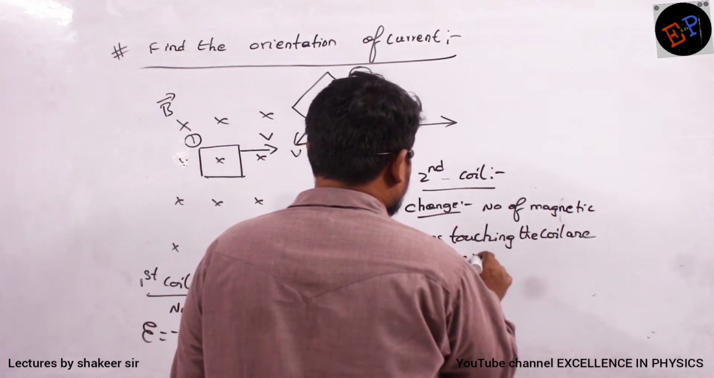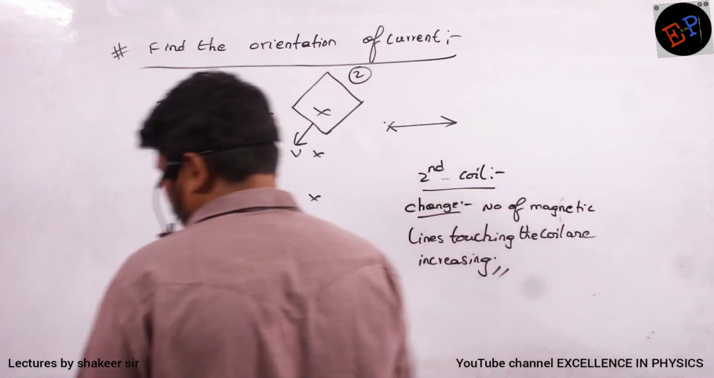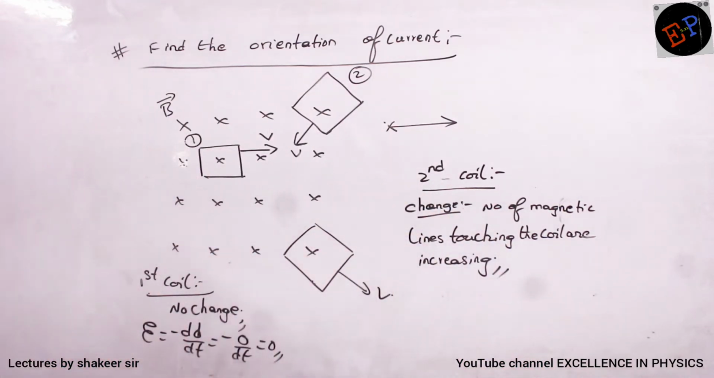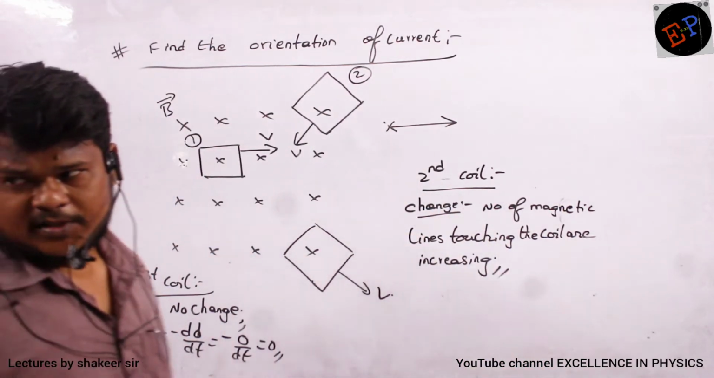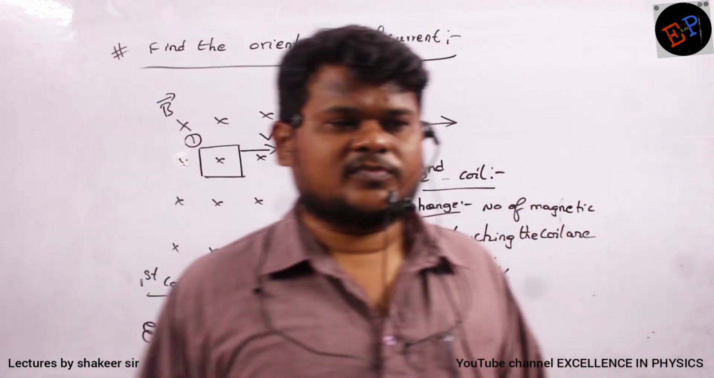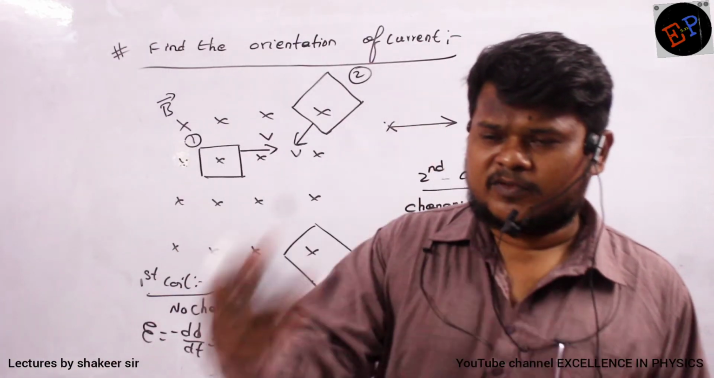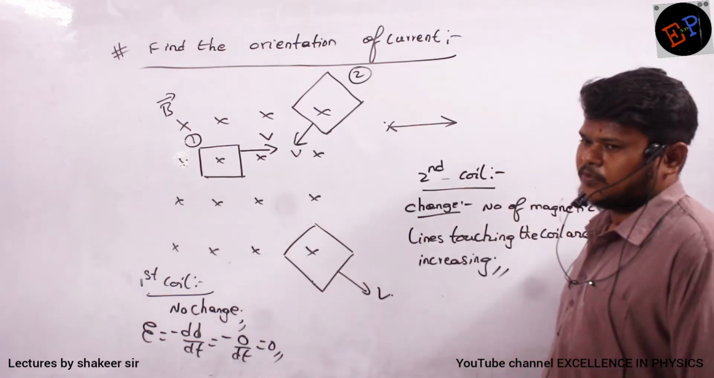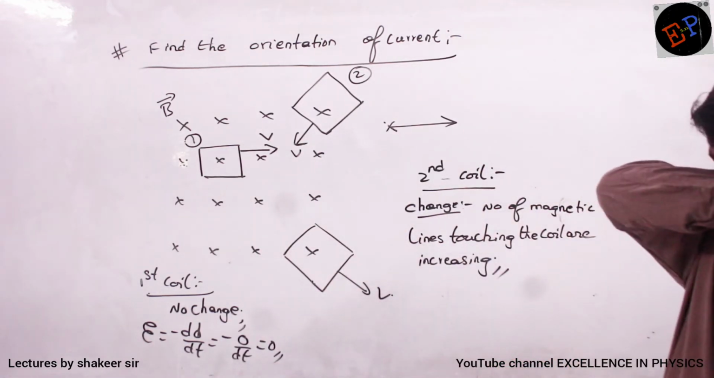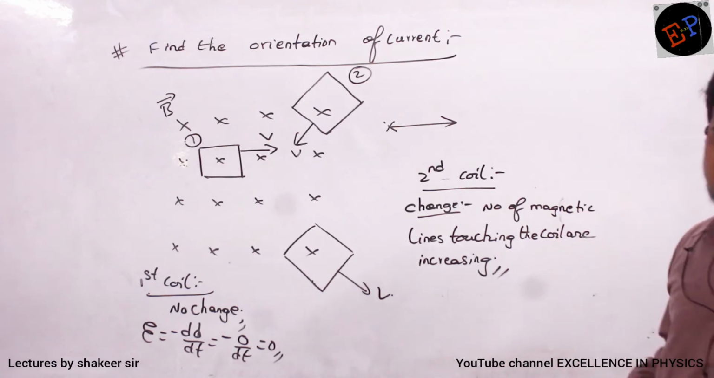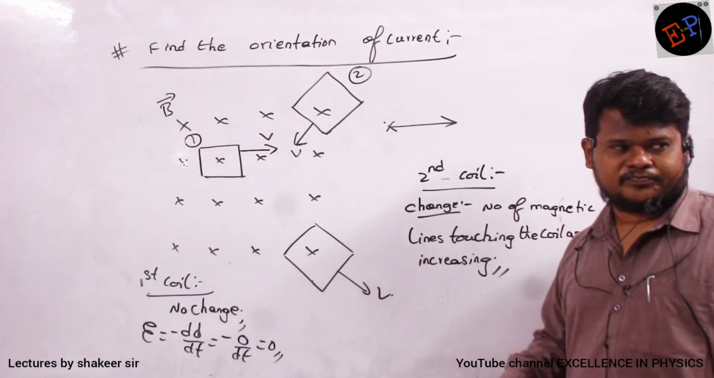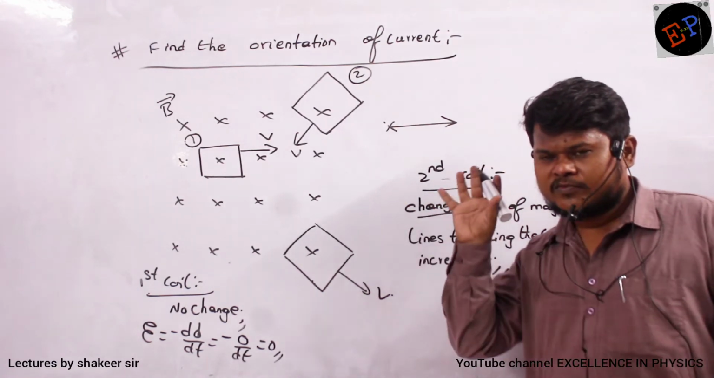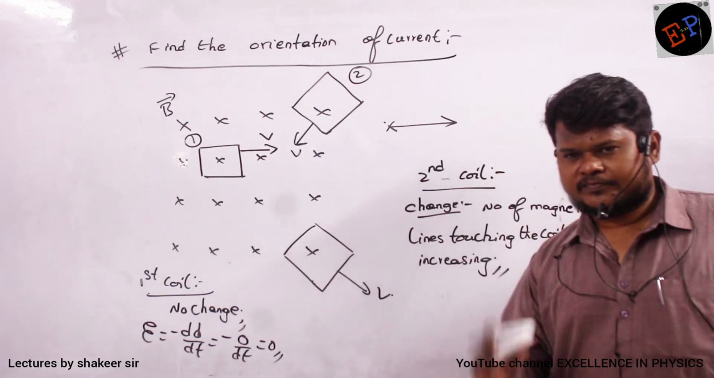This is the change. But what will the coil do? Will the coil welcome that change? It will oppose. That is Lenz law. Whatever change happens, the coil always opposes. Now can you say how it can oppose? The number of magnetic lines which are touching the coil will increase.